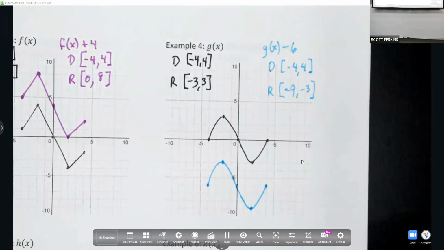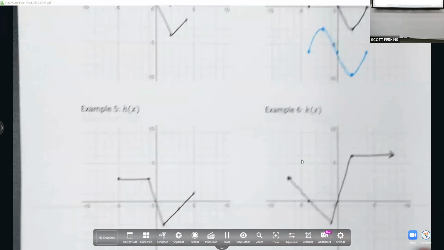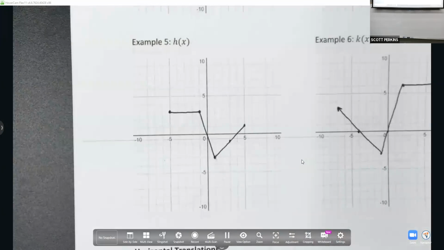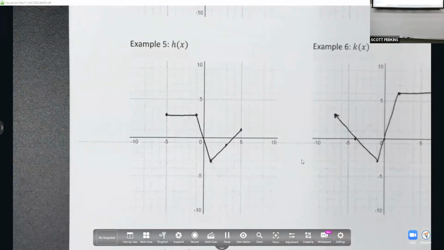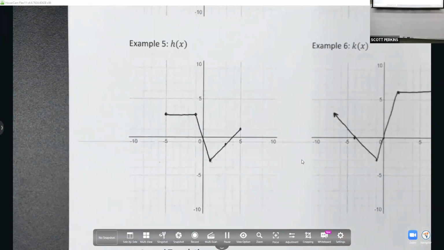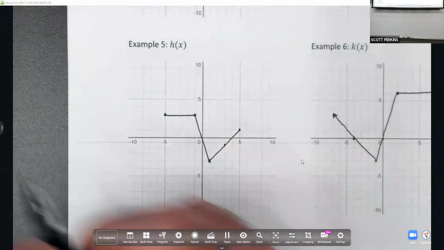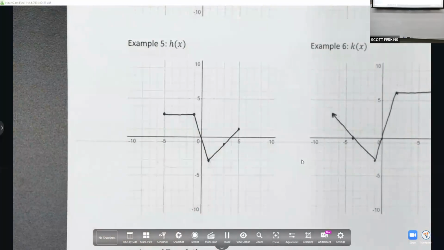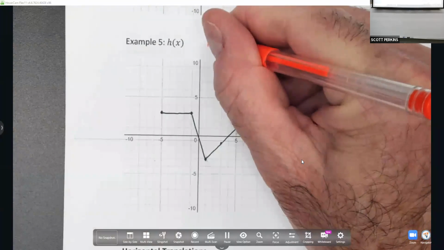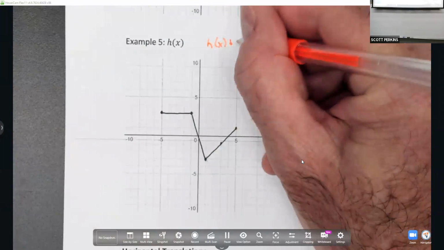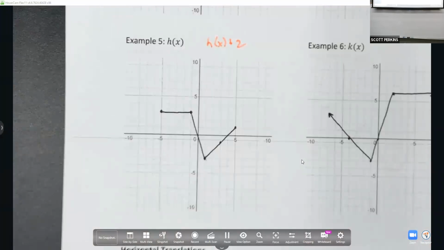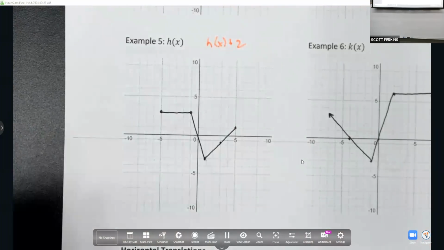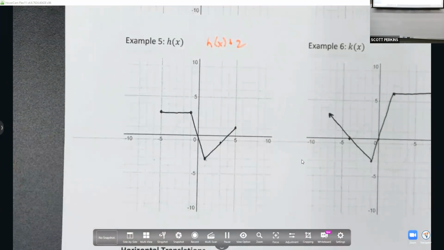Okay, so for h of x, we're going to do the whole thing one more time, just because I want to make sure we're super straight on this. Sometimes students have trouble reading the graph. So for h of x, let's go ahead and do h of x plus 2. And then, why not? Go ahead and do the domain and range for me, just to make sure we're set. We won't do domain and range on the next one.